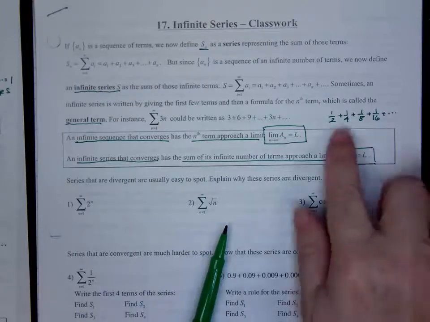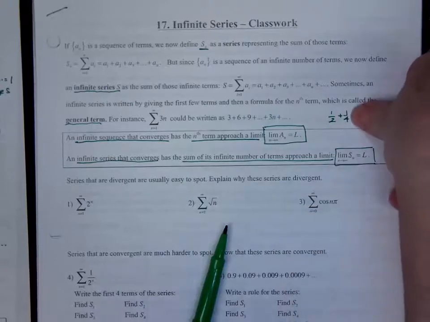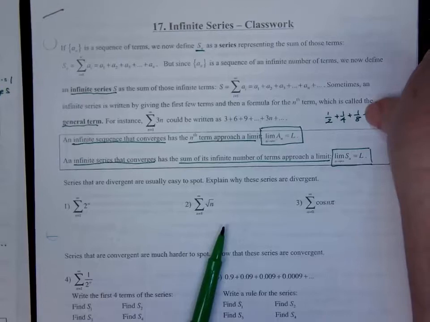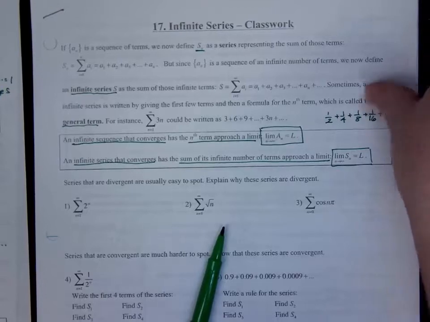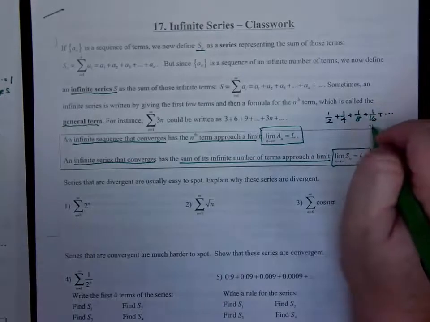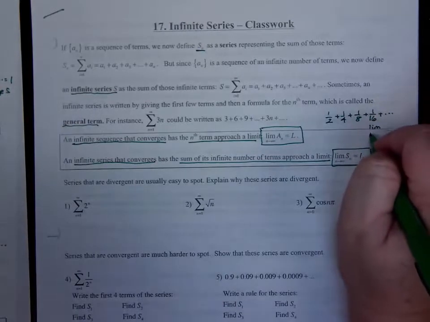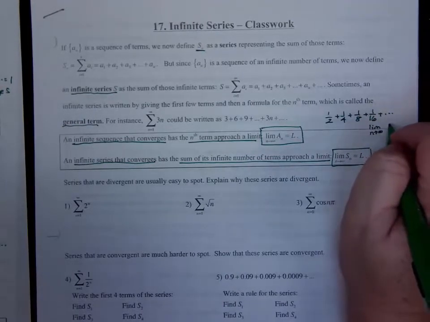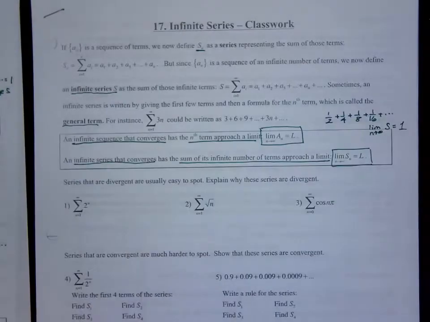Okay, and the sum being, after my first 2 moves, I've covered 3/4 of the distance. Then I've covered 7/8 of the distance. We're going to do this whole problem in just a minute. But the limit here of the sum, as n approaches infinity, of the sum is 1. The limit is 1. And that is going to converge. Okay?